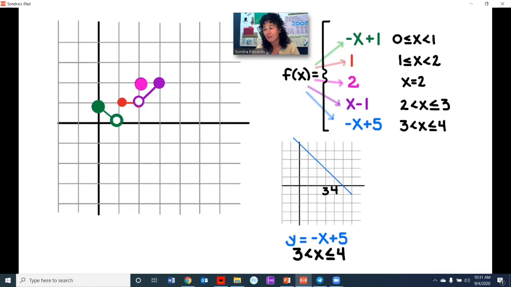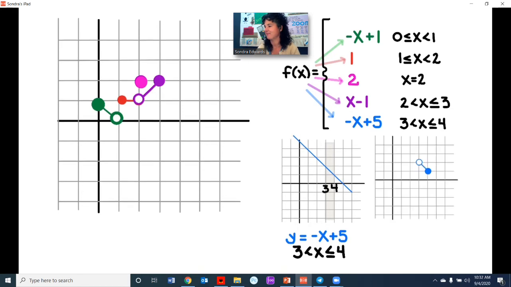So we're going to keep from 3 to 4. So I'm going to put in a rectangle from 3 to 4, and we're only going to keep that piece. All right, so keeping that piece, it's going to look like that.